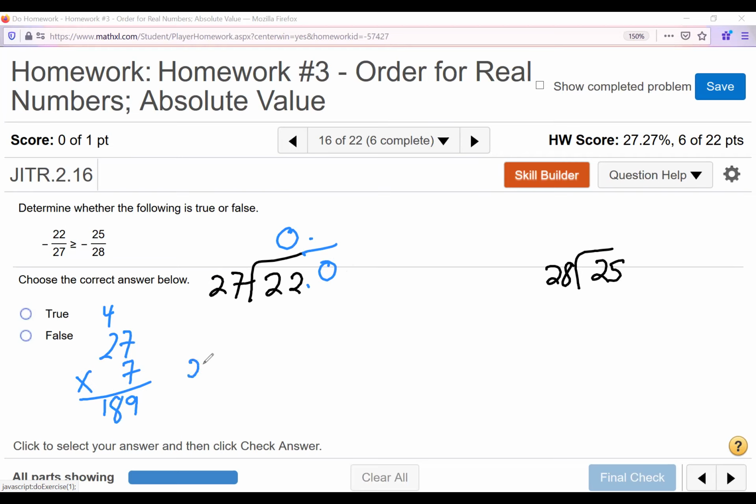Let's see, not enough. Let's try 8. 56, 16 plus 5 is 21. There it is. Okay, 27 times 8 is 216. So it looks like it goes in 8 times.